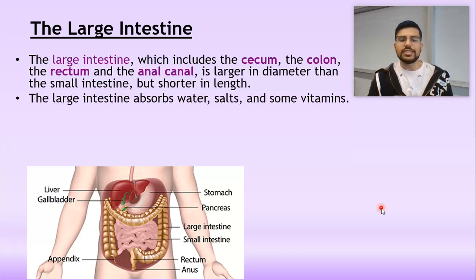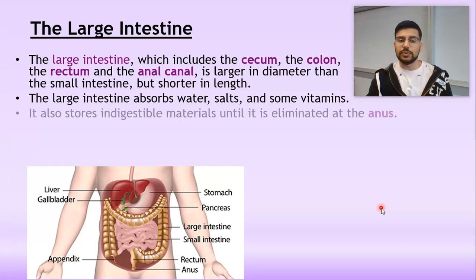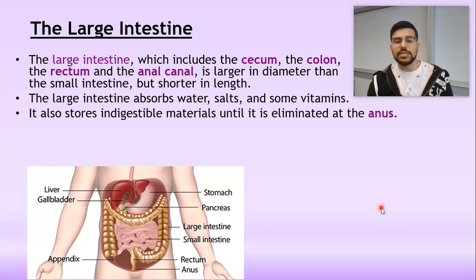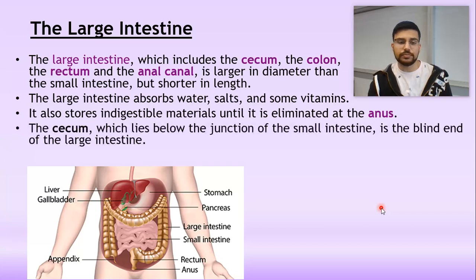The large intestine is going to help us absorb extra water, extra salts, and a couple of vitamins, but the majority of the smaller nutrients have been absorbed by the small intestine already. It's also going to help us take care of those indigestible materials, things that we can't really work with. And it's going to hold them there at the anus until we're at a place where we can eliminate those from our bodies. So the first piece that we're going to look at is the cecum.